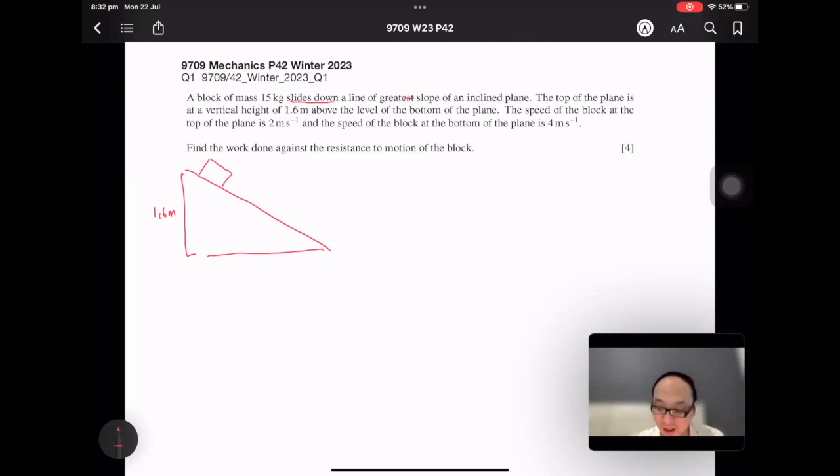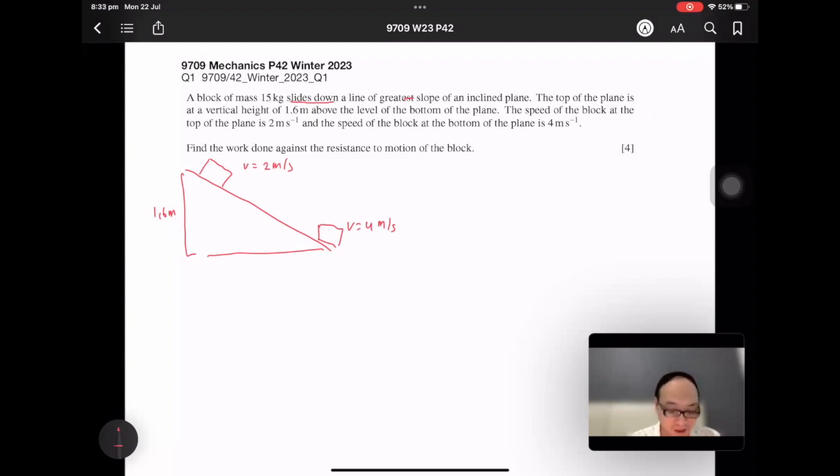The speed at the top, so V equals 2 meter per second. And the speed at the bottom here will be 4 meter per second. Find the work done against the resistance to motion of the block. So in here, we can solve this question by using the energy method.